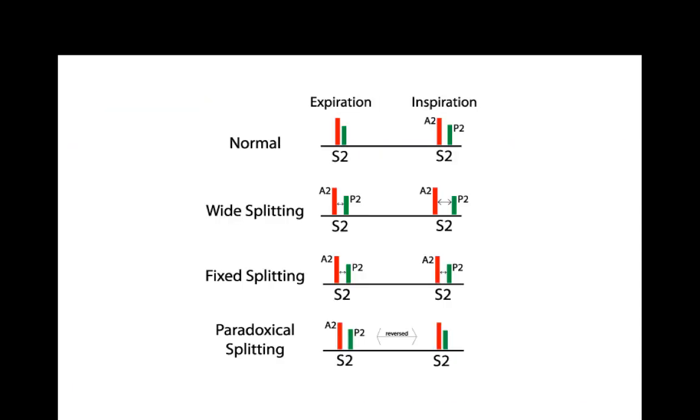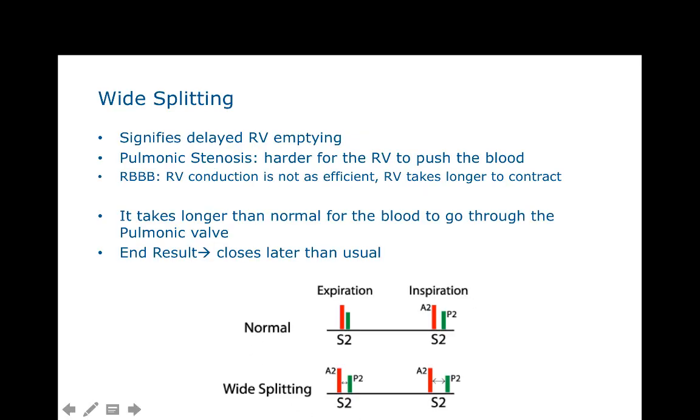All right, so here, different kinds of splitting that we'll talk about. We'll talk about wide splitting, fixed splitting, and paradoxical splitting, and where you would see them. So let's talk about wide splitting first. So what does wide splitting mean, and what does it signify? What it signifies is your right ventricle is emptying later, or it's delaying its emptying, right? The two diseases that you should know are pulmonic stenosis or right bundle branch block.